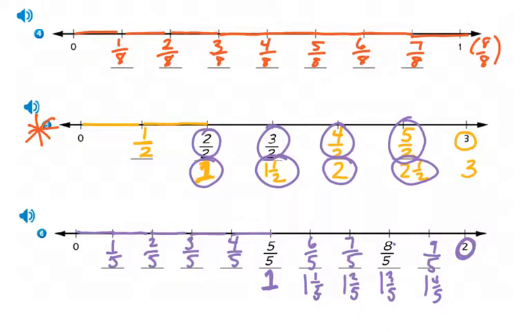So what you need to know is to count how many equal spaces there are on a number line and to be able to identify that as the denominator.